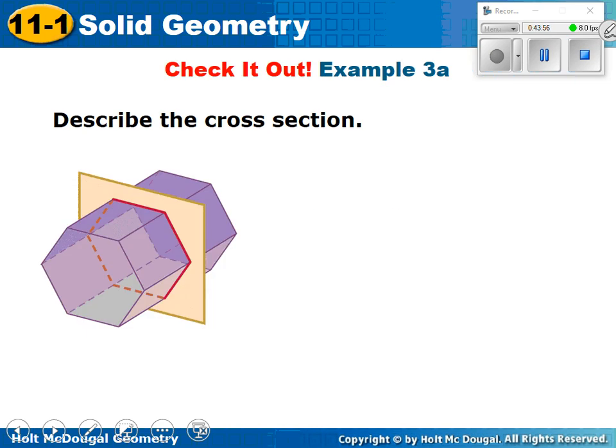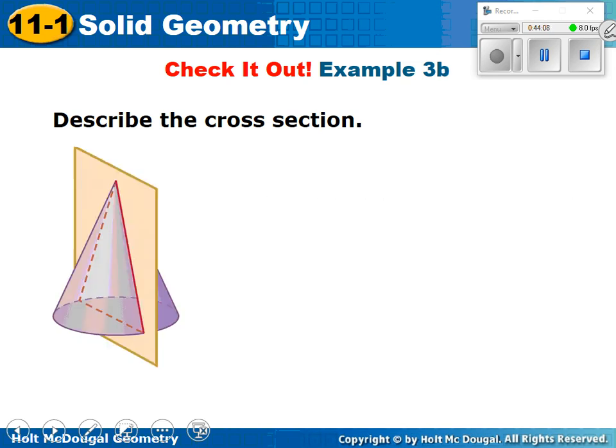Okay, what would be my cross section here? Hexagon. And the book does beautiful in the picture, so if you're getting stuck, look back in your book in the section, because they draw them like this, so it's really easy to see. All right, what about this one? Triangle, and it would be isosceles. You don't have to be that specific, but yes, it would be an isosceles triangle.